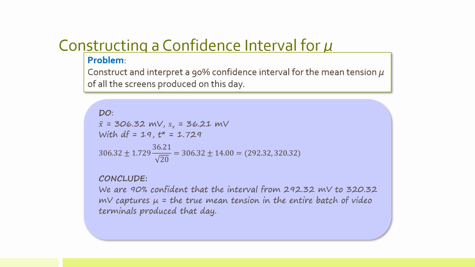Okay, now we're on to the conclude. We are 90% confident that the interval from 292.32 millivolts to 320.32 millivolts captures the true mean tension in the entire batch of video terminals produced that day. That is how we do a state plan do conclude for confidence interval for mu. Again, real similar to the other state plan do concludes we've done before. We're just adding this thing with degrees of freedom and critical value.